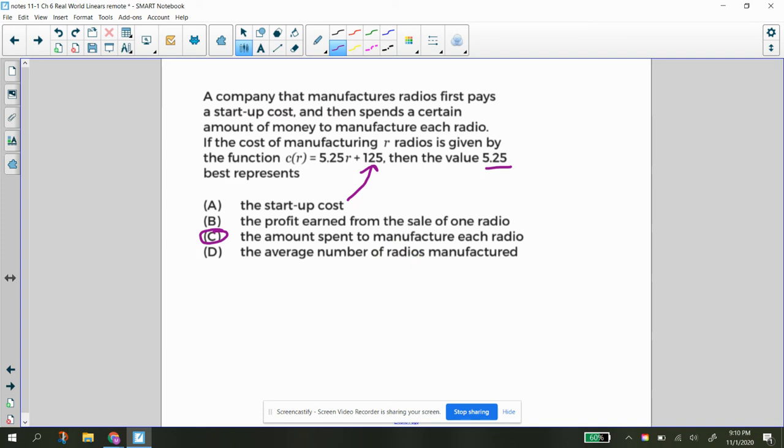And anytime you're looking for the slope, that is going to be the thing that's in front of your input variable. Ooh, what's this about? That little C of R, that's the same as just saying y. We'll learn more about functions in the next chapter, but for now, you can just talk about that as just your output variable. So don't worry about that. It's just the same as y equals mx plus b.